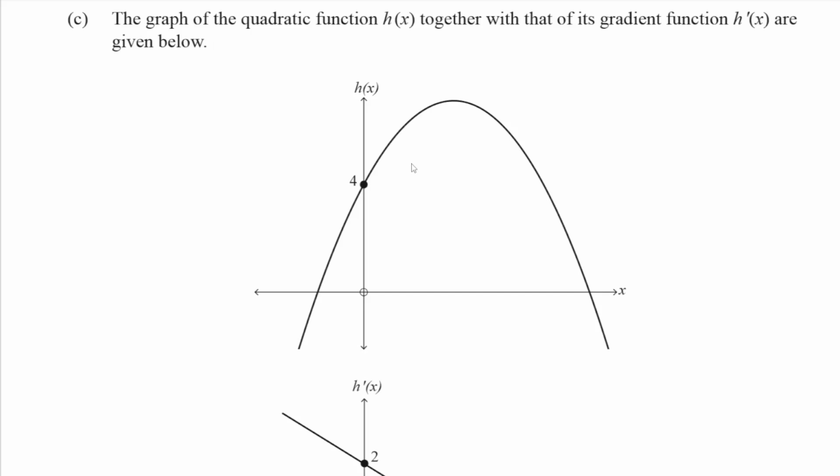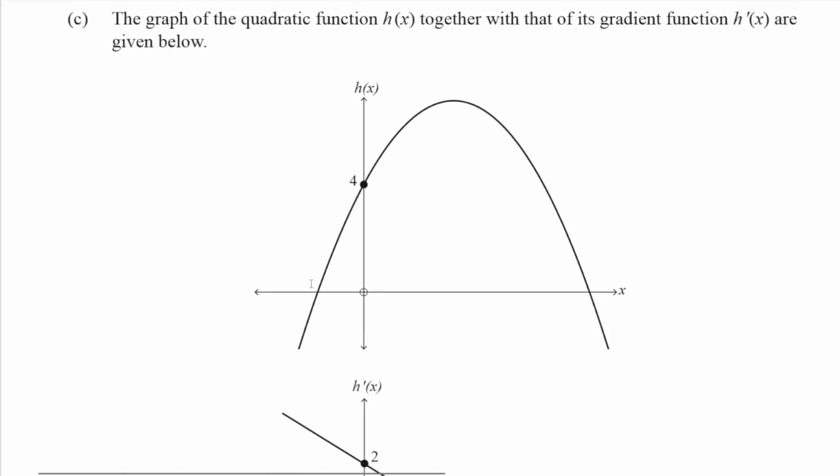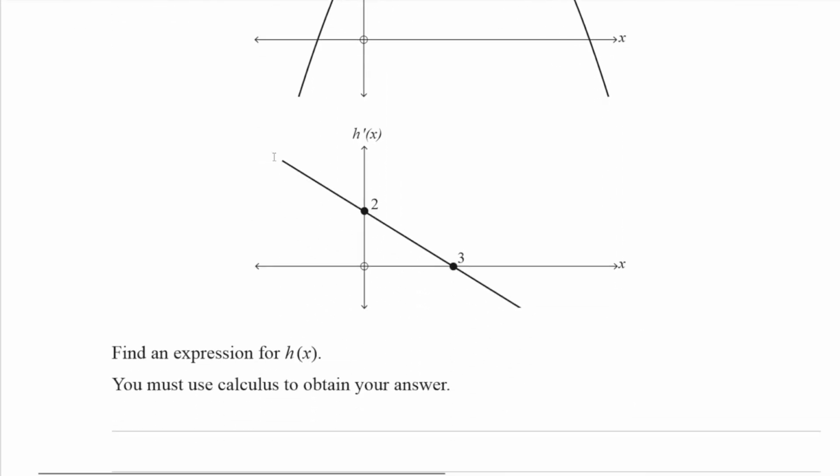We are given a quadratic function, h of x, as well as its gradient function, h prime of x. Right, so we have a negative quadratic, and as we'd expect, a negative linear graph is the derivative, the gradient function. Our task is to find the equation for h of x. You must use calculus to obtain your answer.